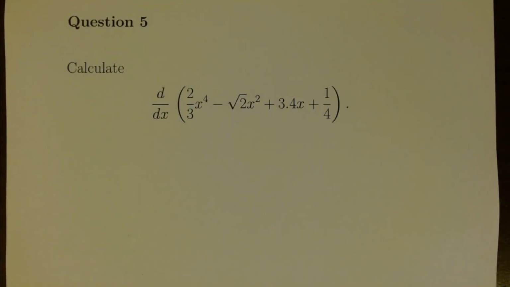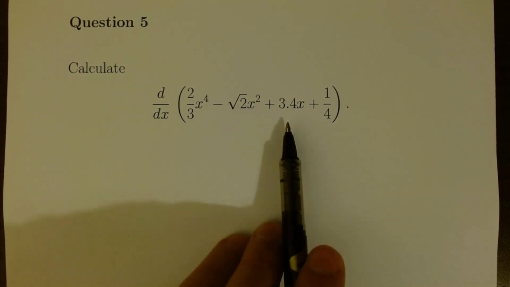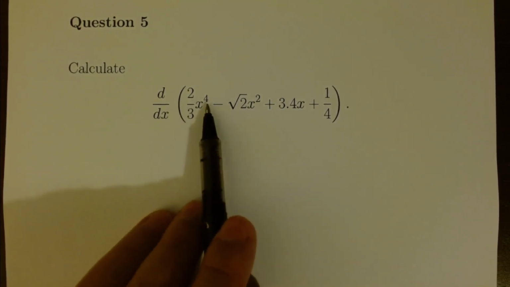Okay, question number 5. Here we want to differentiate this polynomial, and we can see that there are some fractions, a third, a decimal, but it's still the same rule. It doesn't make any difference. You just bring down the power and minus 1 off the power.